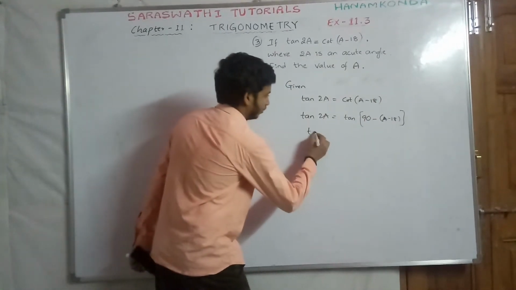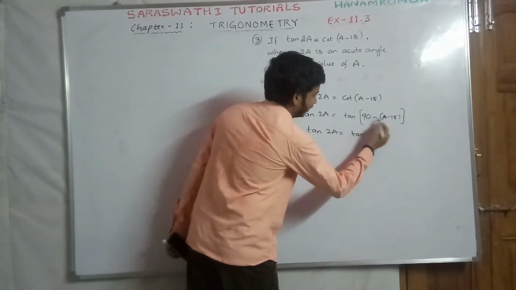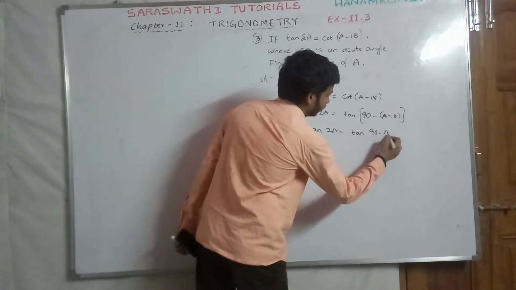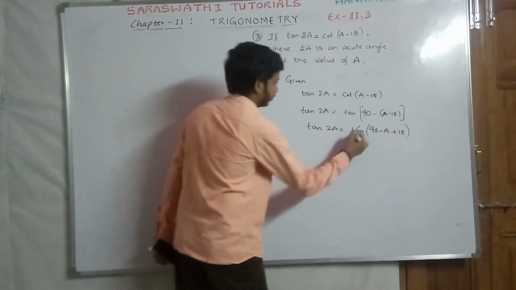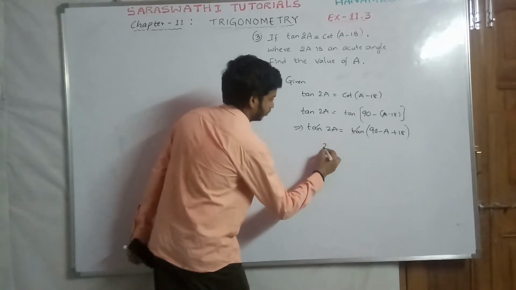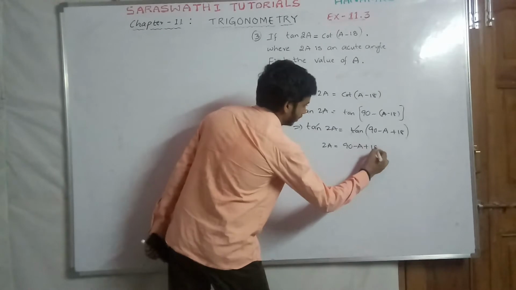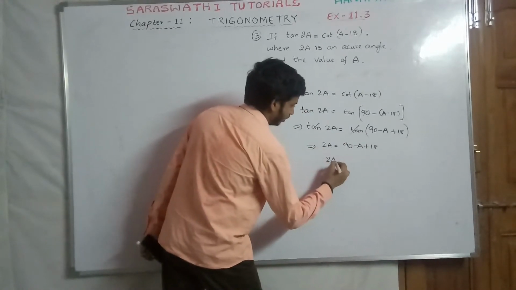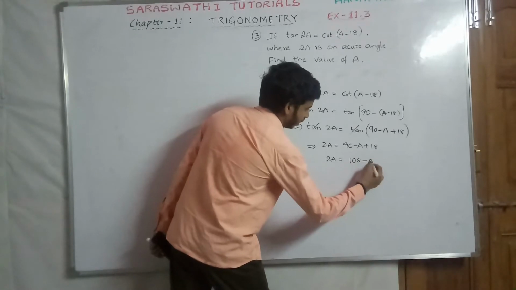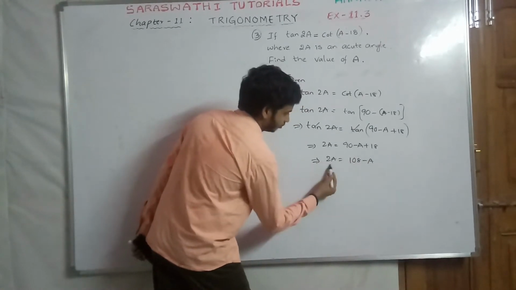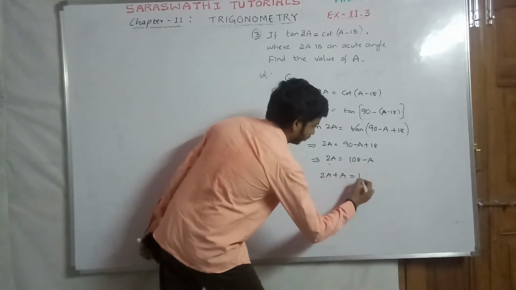Now tan 2a equals tan of (90 minus a, minus of minus is plus 18). Okay. So now tan gets cancelled. So 2a equals 90 minus a plus 18. So 2a equals 108 minus a. Okay. So minus a comes to the left side and becomes plus a. That means 2a plus a equals 108.